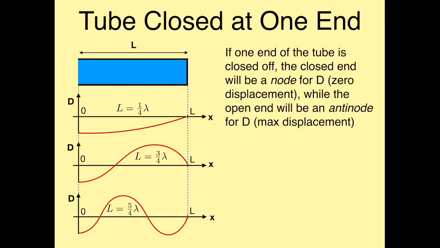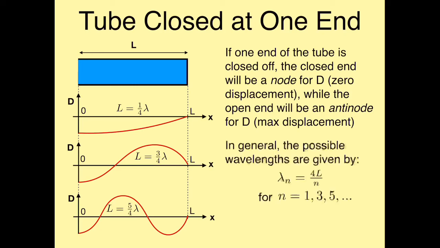And you can keep going with this, but it should be pretty clear what the general form is. In general, the possible wavelengths are given by lambda is equal to 4L divided by n, where n is an odd number this time. So n is equal to 1, 3, 5, 7, 9, only the odd numbers in this case. So if we look at the first example, that's where n is equal to 1.